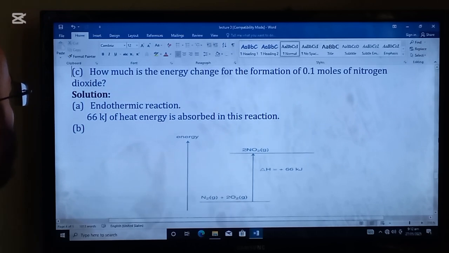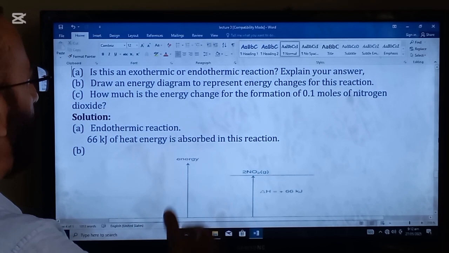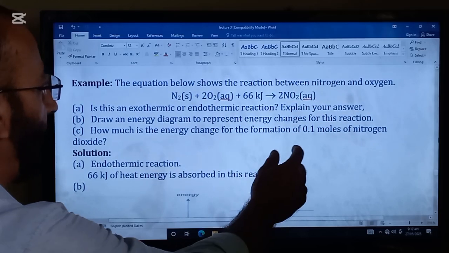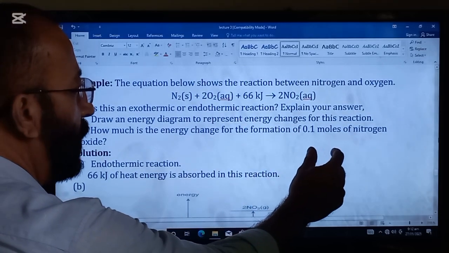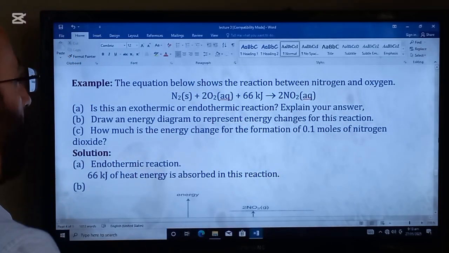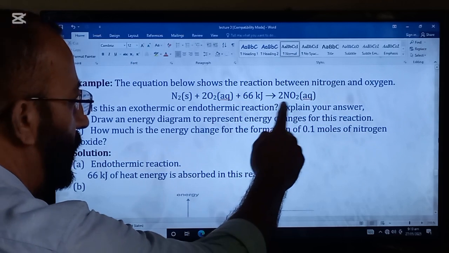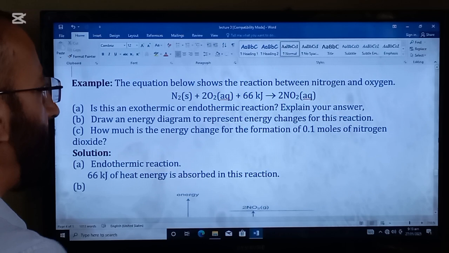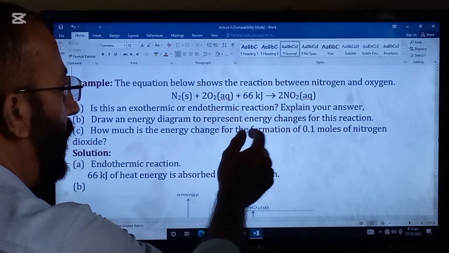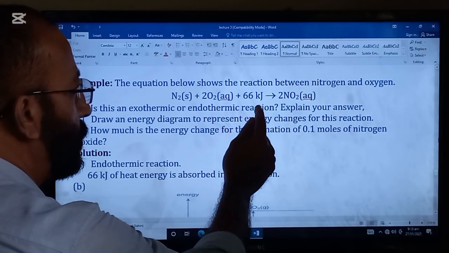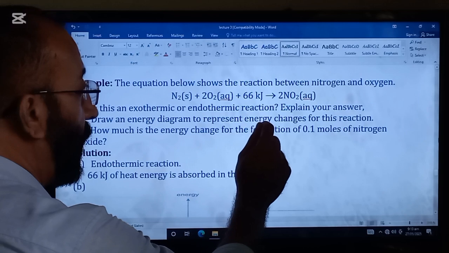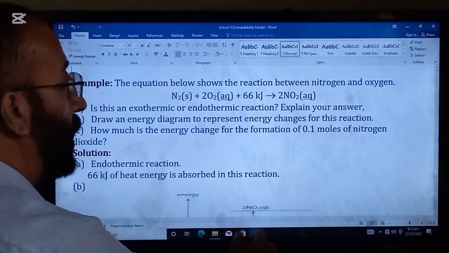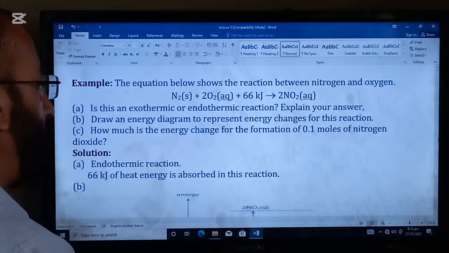The C part is how much is the energy change for the formation of 0.1 moles of the nitrogen dioxide. So here is nitrogen dioxide. This is clearly seen from the equation that 66 kilojoule energy is required to make 2 moles of the nitrogen dioxide.